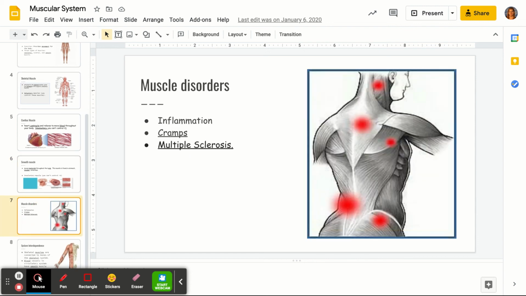Now, the diseases or the disorders or the problems that are associated with the muscular system. Cramps: if you don't eat enough calcium or potassium, you can get cramps in your muscles.